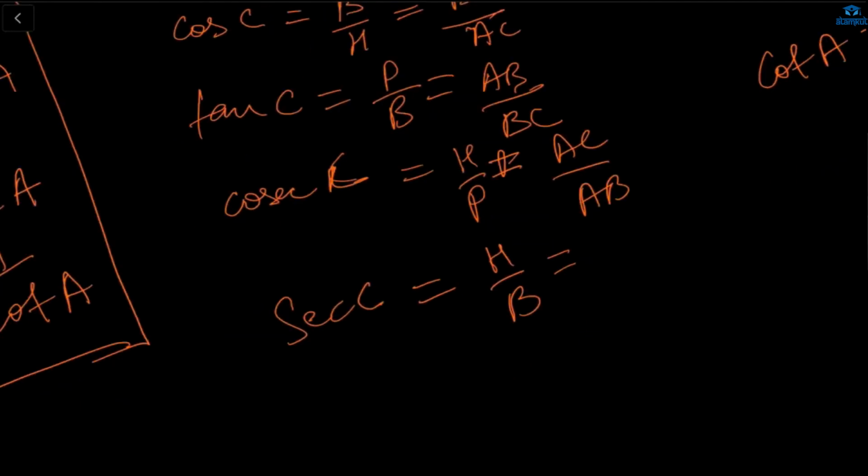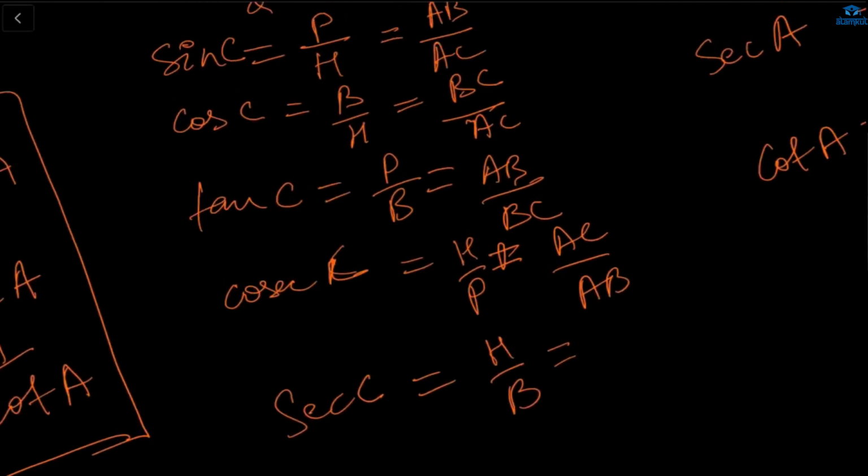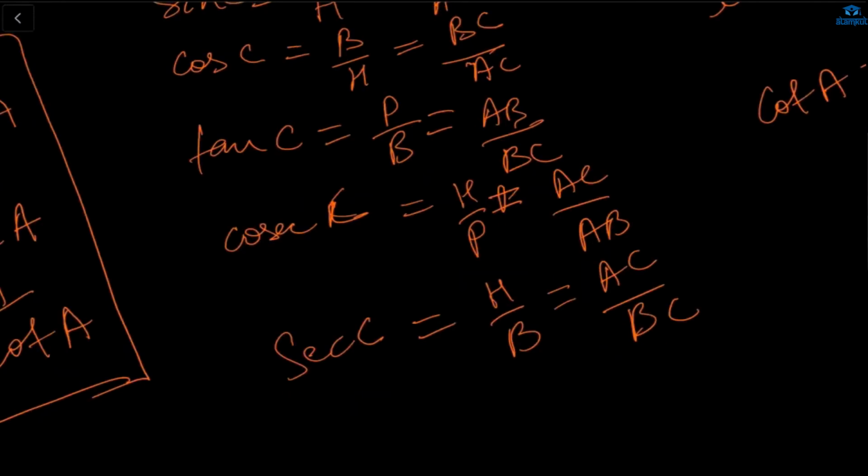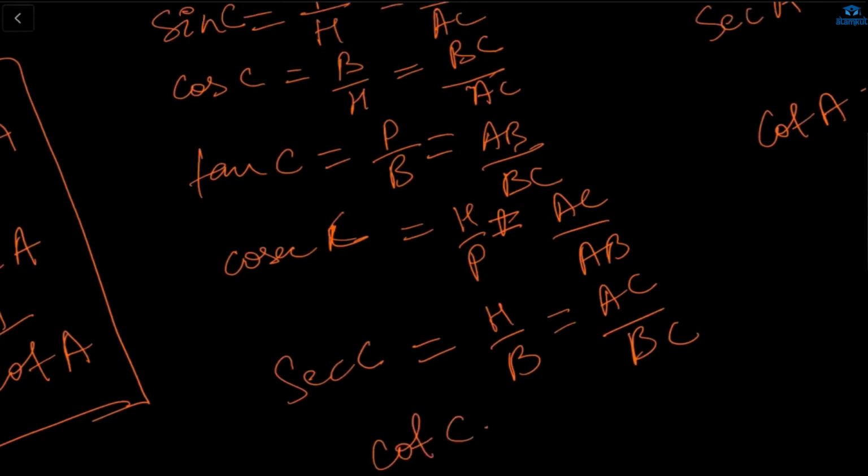Okay, so sec C will be H by B. So it will be AC by BC, and cot C is equal to base by perpendicular, which will be BC by AB.